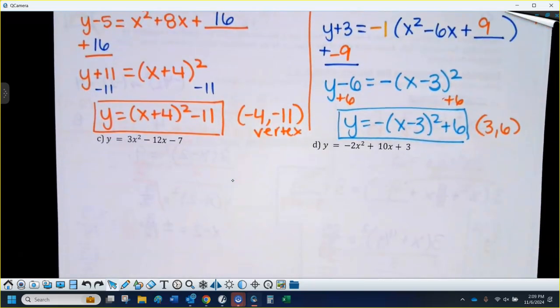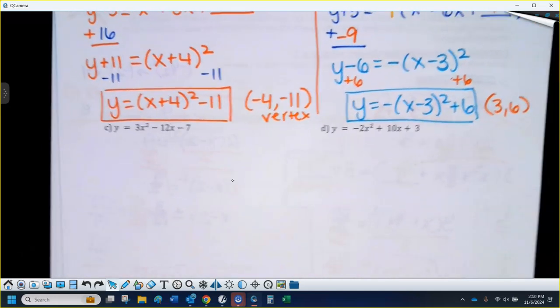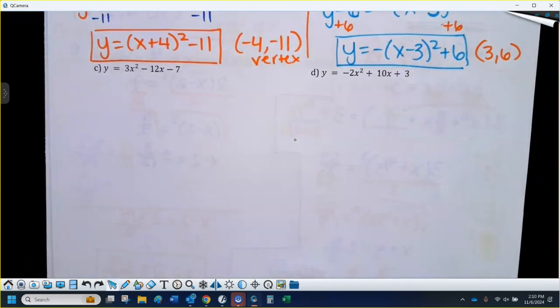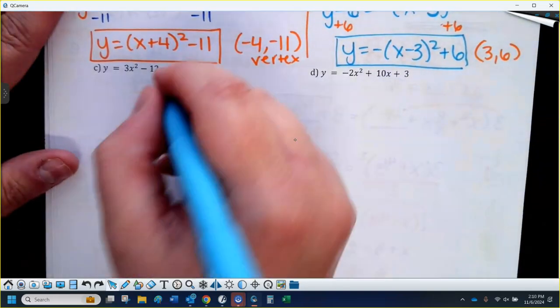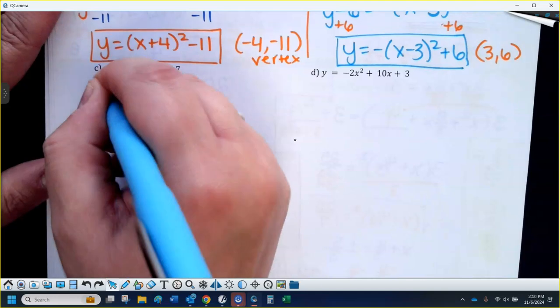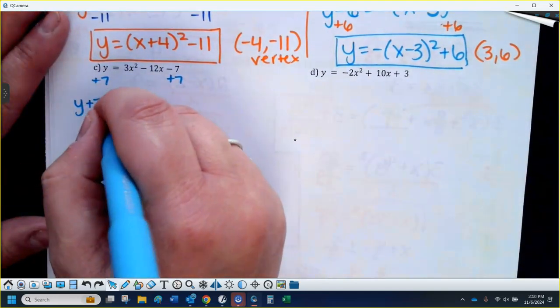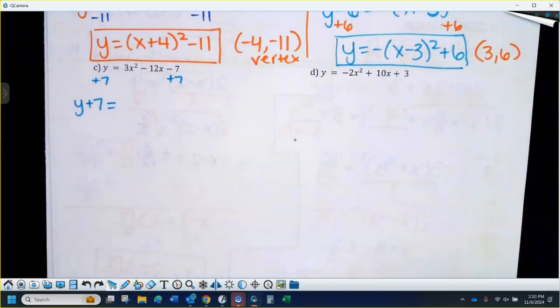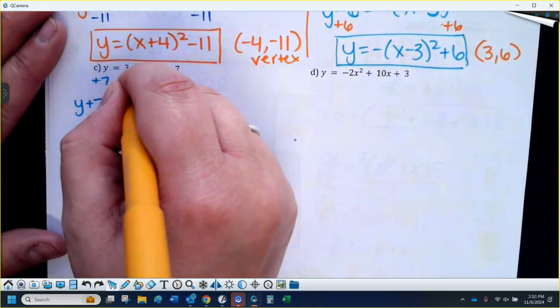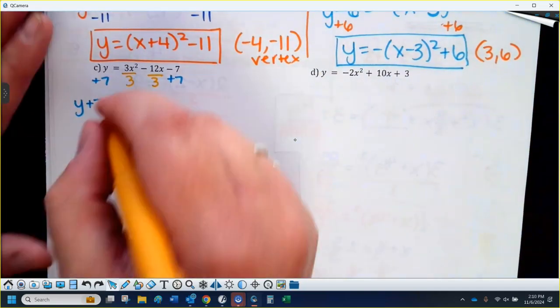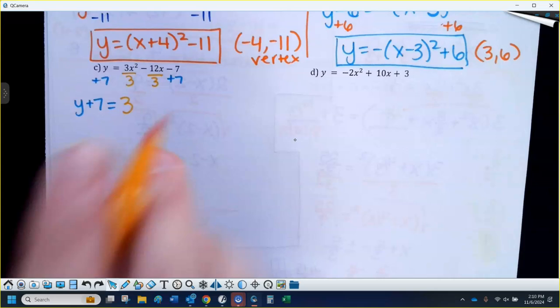The last two are a little bit trickier because we have a number in front of the x squared that is not 1 or -1. So this is a little bit tricky. I'm going to move the 7. Any plain number, just move it to the other side for a second with the y. My linear term and my quadratic term both have to be divided by the a value, so it'll start out with a plain x squared. So to do that, I'm just going to divide by 3.